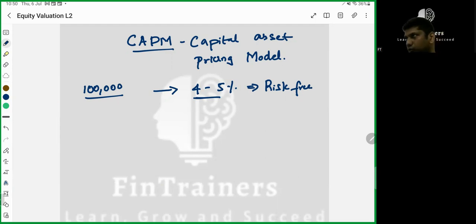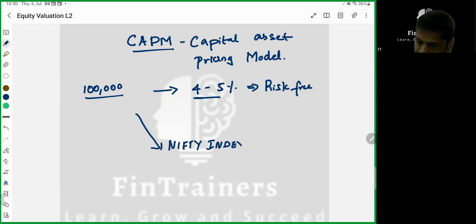Now, someone else comes and tells you, you have 100,000 rupees, give it to me. I will invest in the stock market. I will also give you 5% return. Will you be okay with it? So this person is saying, let's invest it in the Nifty index, in the ETF. It's a broad index of 50 companies, so it's very diversified. And I will give you 5% return. Will you accept it?